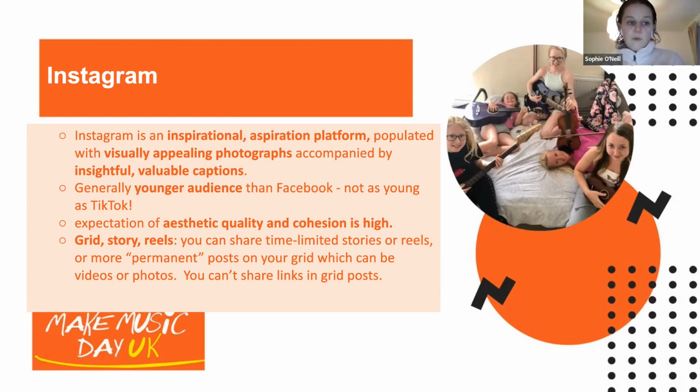That's more for the grid side of things. For the other post types that you can share on Instagram, which are stories and reels, there's a bit more of a tolerance for them being a little more homemade-y. So you can share time-limited stories or reels, or more permanent posts on your grid, which can be photos or videos. You can't link to external content in grid posts.